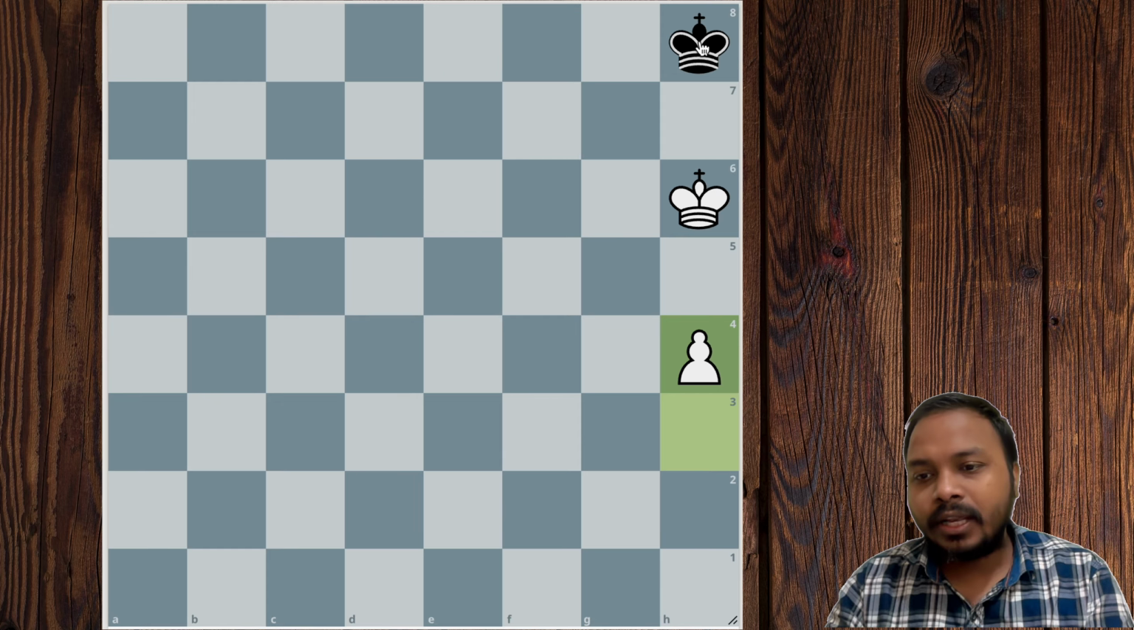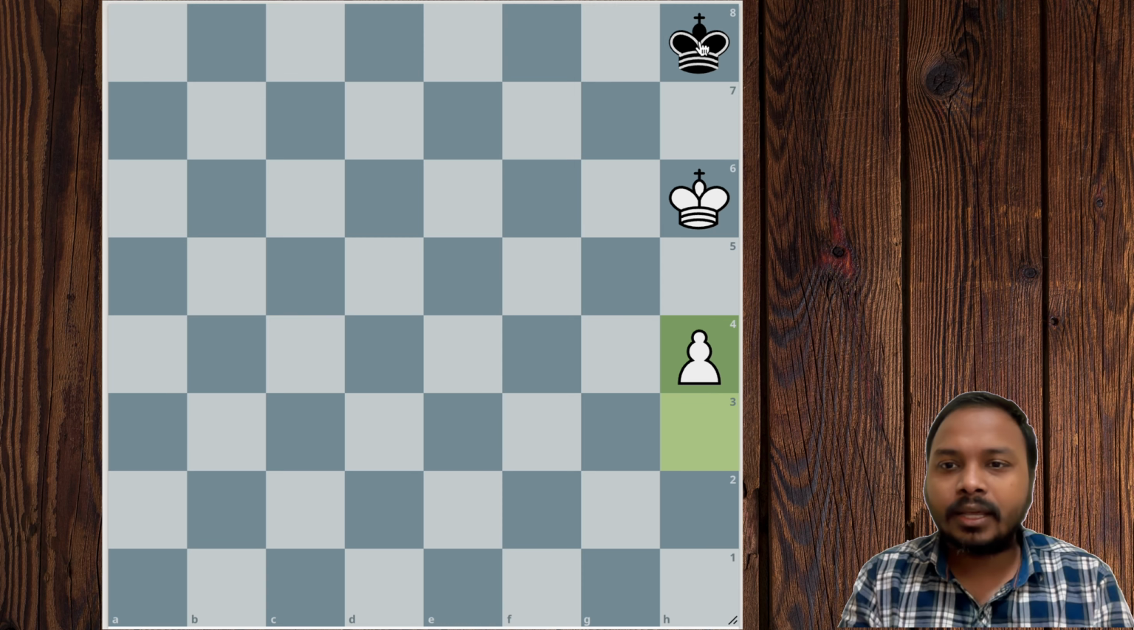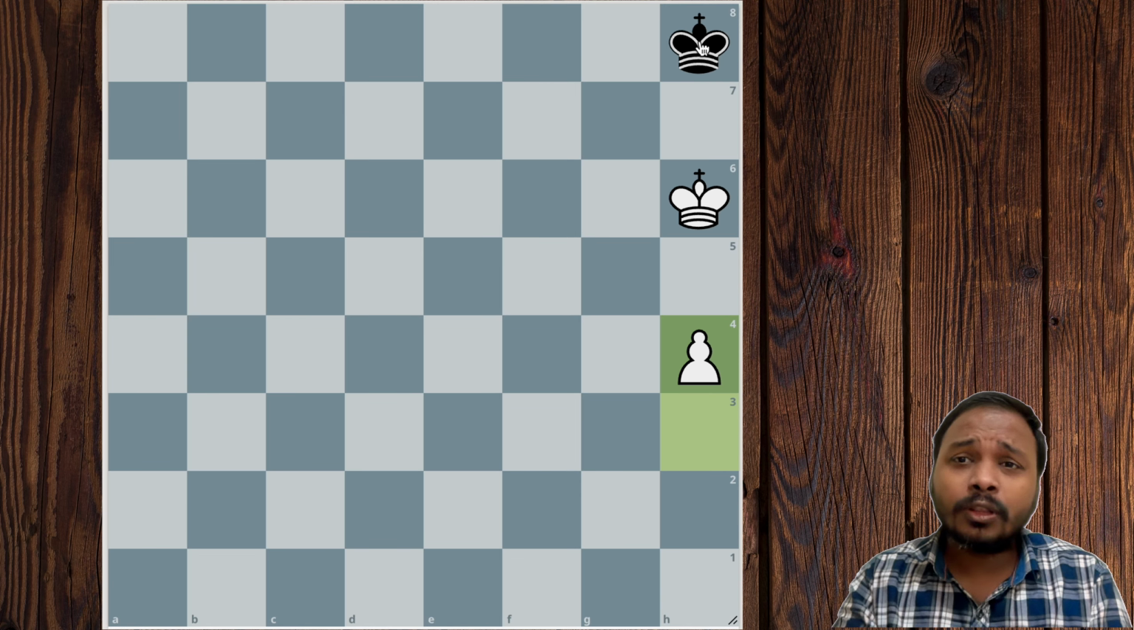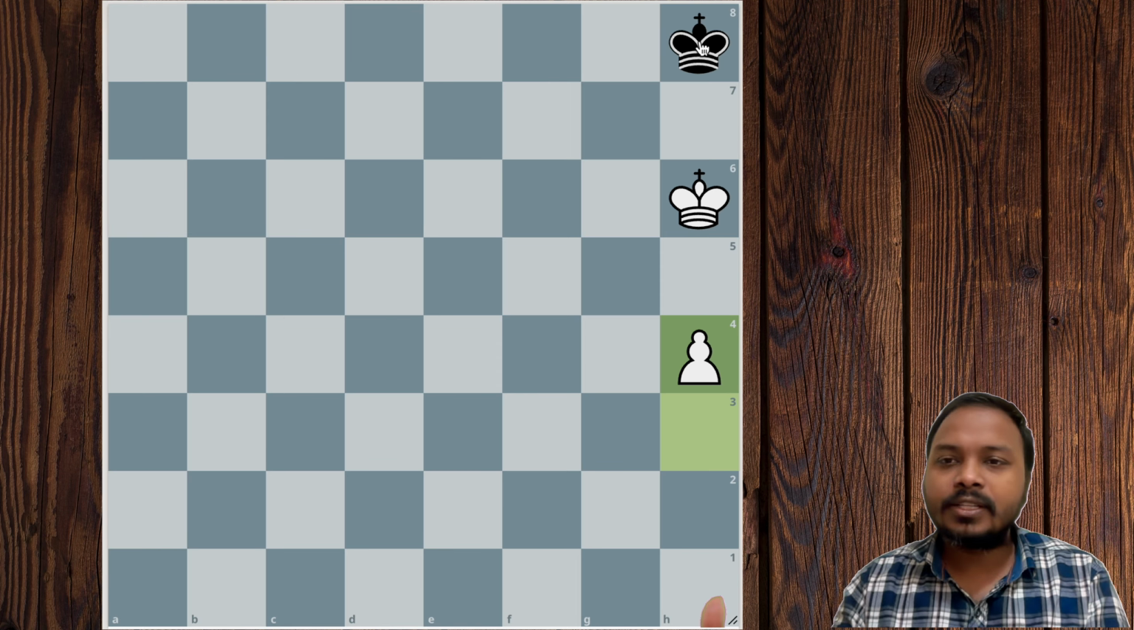So if you're dealing with it, your first priority is of course to move the pawn, but you have to control the promotional square as well, otherwise it will be a draw.